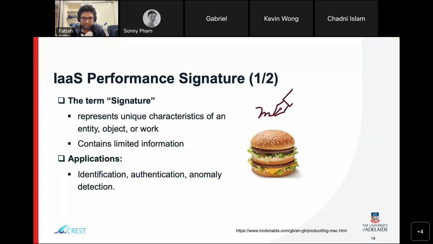When we do research, we often get inspired by our observations of the surroundings. We found the concept of signature is widely used in many domains, such as computing, cryptography, and security. The term signature is often used to represent the unique characteristics or behavior of an entity, object, or work. For example, McDonald's has its signature burger that represents its unique taste. Some applications of signature include identification, authentication, and anomaly detection. And we decided to utilize this concept of performance signature to represent a provider's or a service's long-term performance.